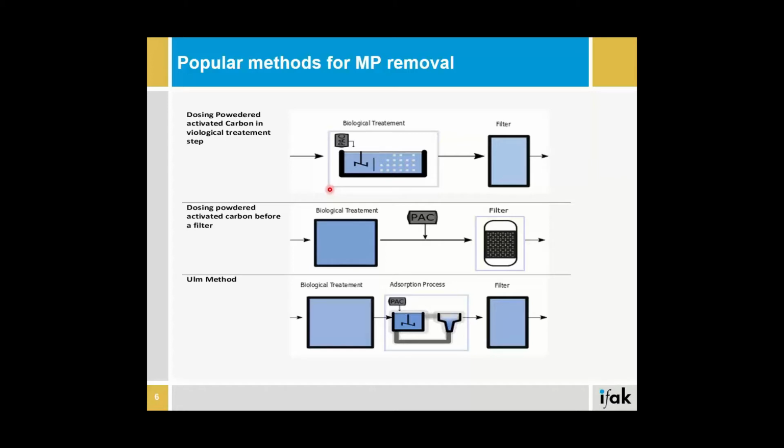So we have three main approaches. Either we dose the powder activated carbon in the biological treatment, so in activated sludge tanks, or before a filter, or what is known as the Ulm-Verfahren, the Ulm method. Basically, we have a contact reactor where the powder activated carbon is dosed, and this contact reactor is followed by a sedimentation tank. There will be internal recirculation of powder activated carbon, and this process is usually followed by a filter.